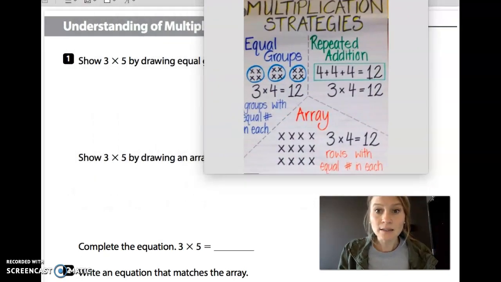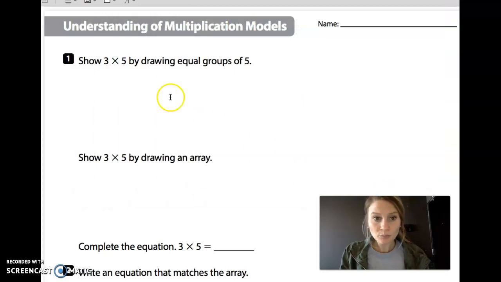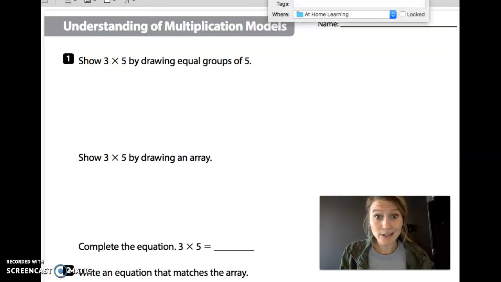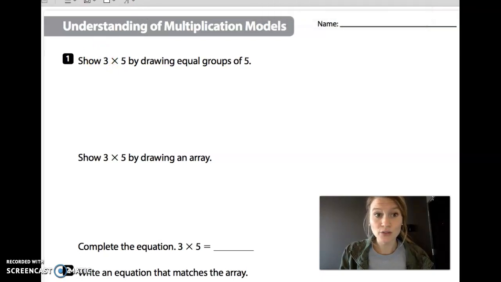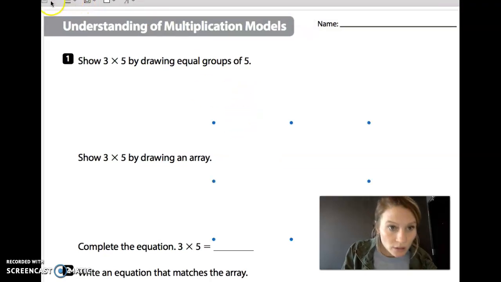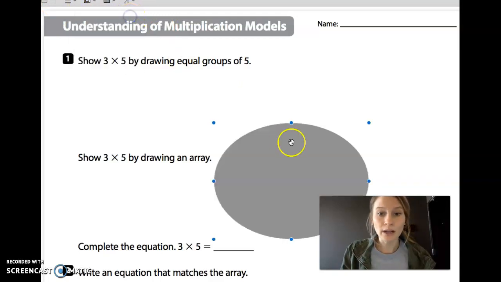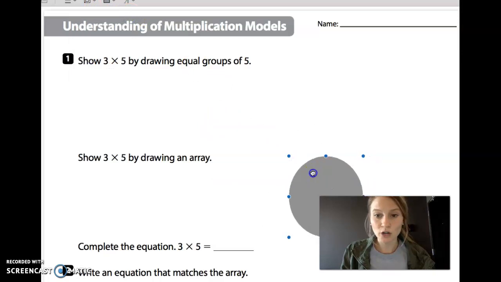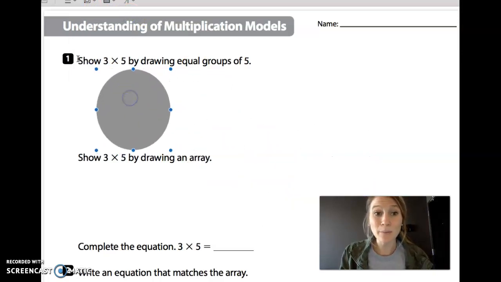So let's go ahead and look at this first problem together. Show 3 groups of 5. Now, again, just like that anchor chart showed us, I'm going to make my groups of 5. So let me get this color right here. We'll make a gray circle. Okay, so here's a group. Just trying to make sure it pops up. That's a group. Now, how many should be in each group? Do you remember what it said? Each group has 5. All right, there's 5.